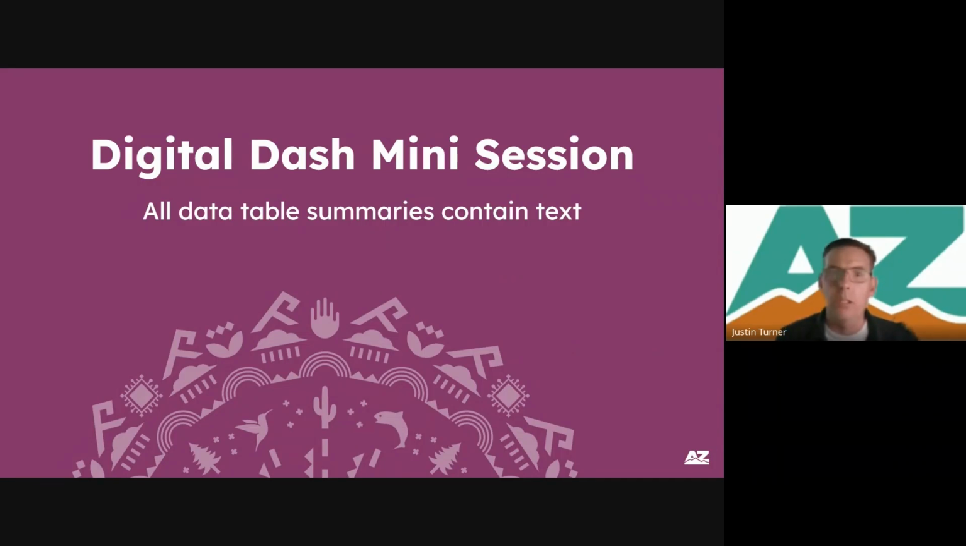Today's topic is actually going to be, again, another slight programming note. When we started the digital dash, several agencies submitted the check Optimize referred to as all data table summaries contain text. However, the summary element is really no longer used for tables, and Optimize has removed this check from their system in favor of other table-related accessibility checks.